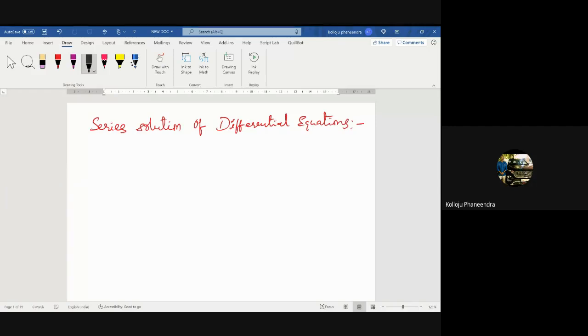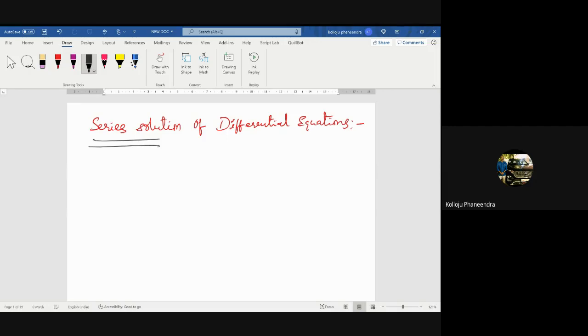But there are some differential equations for which the previous techniques will not apply. We cannot apply Cauchy's method, Legendre's method, or e power x method, sin mx, cos mx, all those methods, as well as method of variation of parameters also not applicable. For such type of differential equations, we require a series solution of the differential equation.